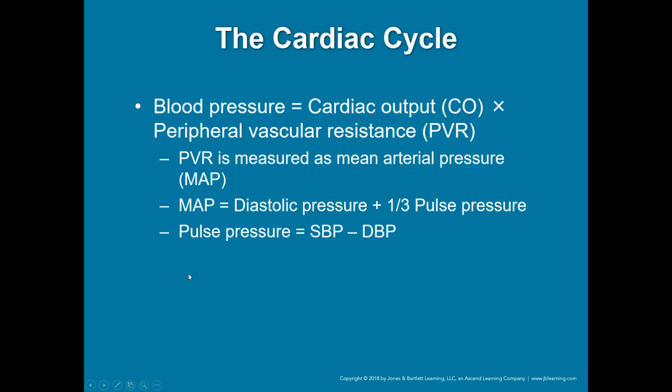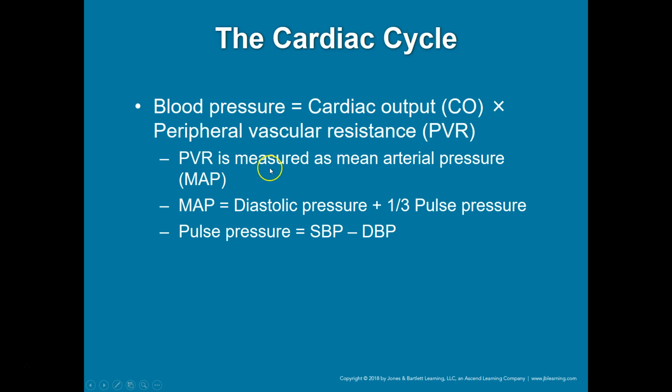Our blood pressure, extremely important. Our blood pressure is going to be our cardiac output times our PVR, which is our peripheral vascular resistance. PVR is measured as a mean arterial pressure in a lot of different types of EMS systems, and also in a lot of different protocols nationally. Mean arterial pressure is kind of taking the place of a systolic blood pressure. It's kind of a higher standard of measuring perfusion.